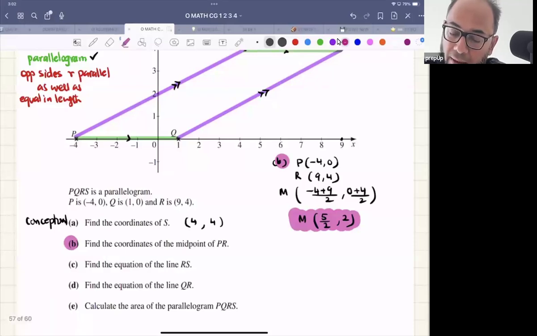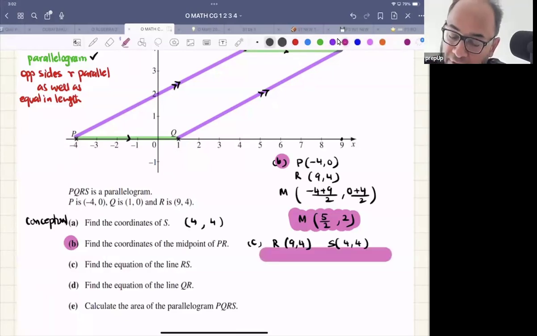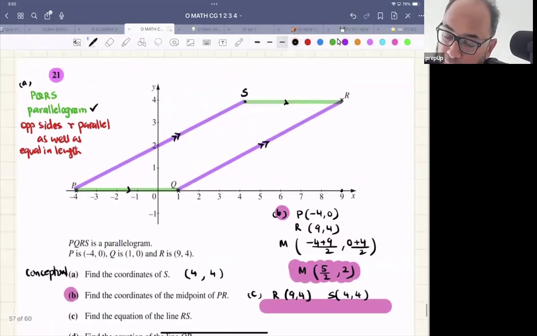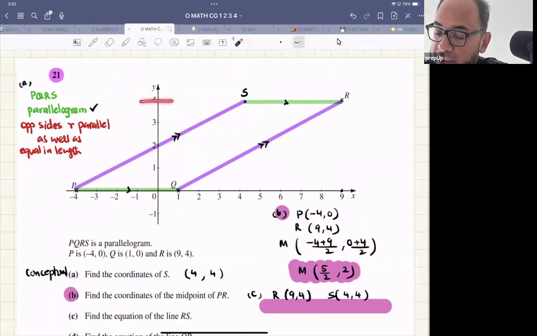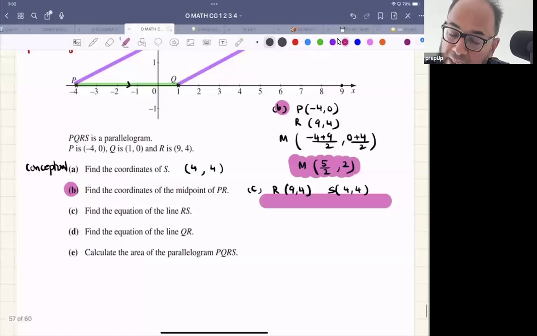Find the equation of line RS. So part C, we have R, which is (9, 4). We have S, which is (4, 4). And we just have to write it out. So the equation of line RS, that's right over here. It is a line which is parallel to the x-axis. It's of the form y equals a constant. All along the line, the y coordinate does not change. What is that y coordinate? That y coordinate is 4. It's not changing. So therefore, the equation of the line is y equals 4.